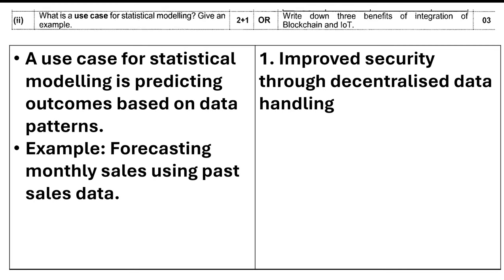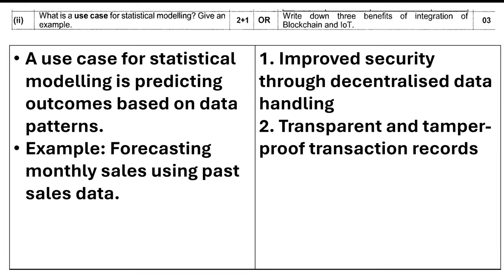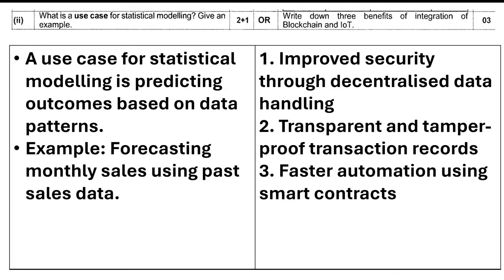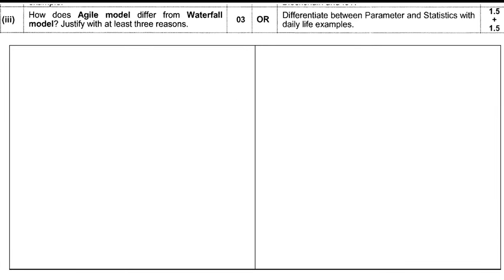Write down three benefits of the integration of blockchain and IoT. Number one is improved security through decentralized data handling. Number two is transparent and tamper-proof transaction records. And number three is faster automation using smart contracts. Okay, we'll move to the next question.